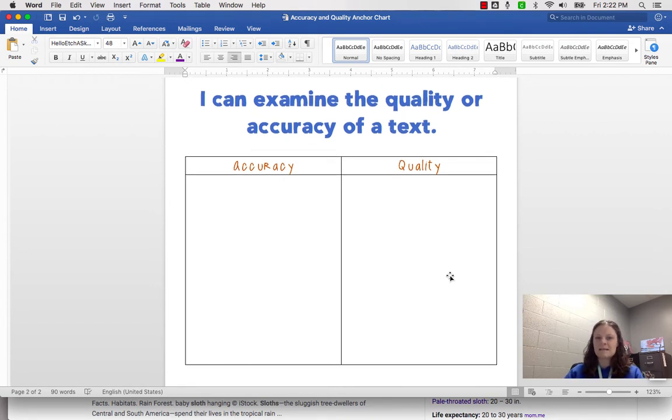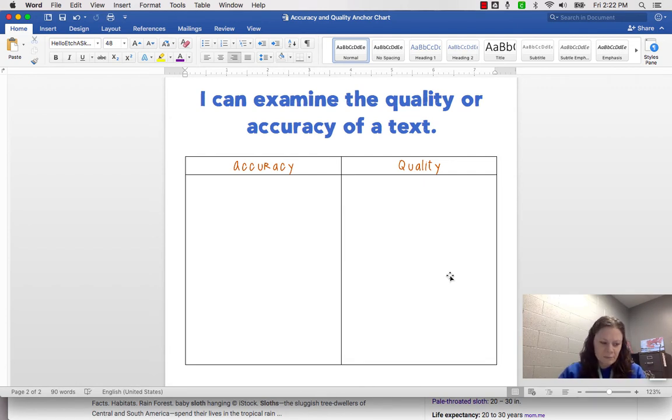And really examining that just means that we are looking at that text and we're making sure that it is good quality information and that those facts are true. We don't want to be reading things that are not true. And sometimes authors don't even do that on purpose. They might just accidentally put something in there from a source. So how do we know? How can we trust that it is accurate and that it is true?